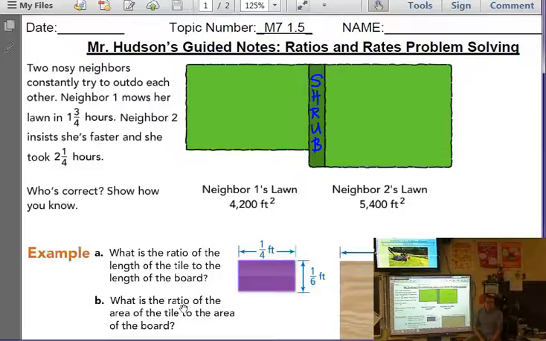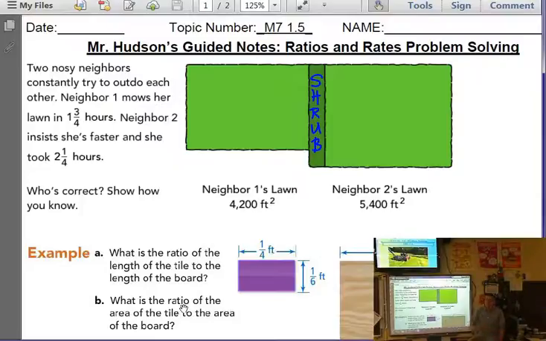So, neighbor 1 is watching neighbor 2. And neighbor 1 says, hey, I mowed my yard faster than you. I'm faster. I'm better. And neighbor 2 is like, hey, calm yourself. I have a bigger yard than you do. So it, of course, is going to take me longer. Neighbor 1 says, yeah, I don't care how big your yard is. I'm better than you. I'm faster than you. And neighbor 2 says, you have no math to back that up. So, because these neighbors want to figure it out, they decide to compute the rate at which they mow.